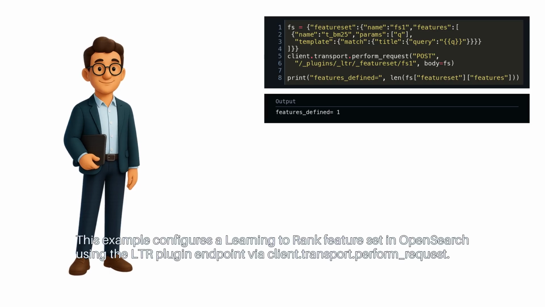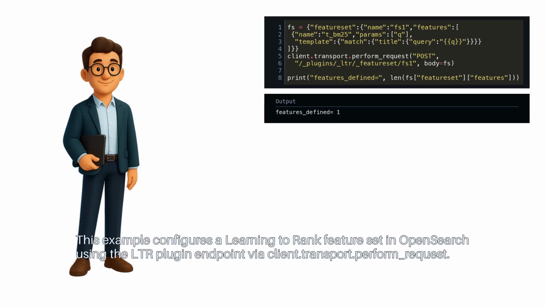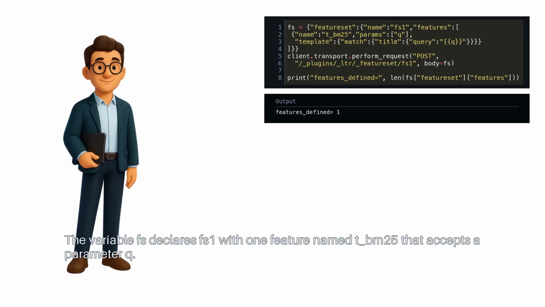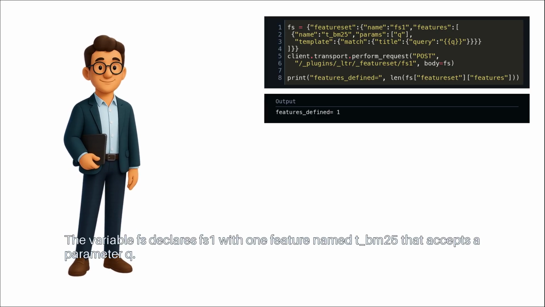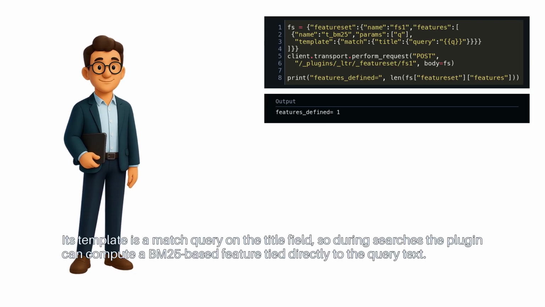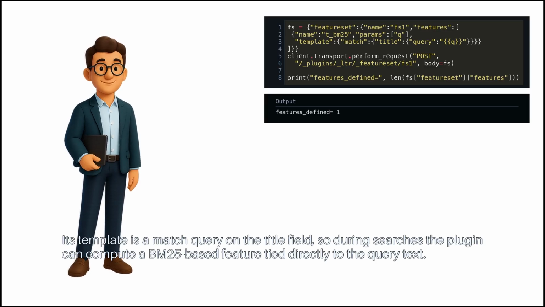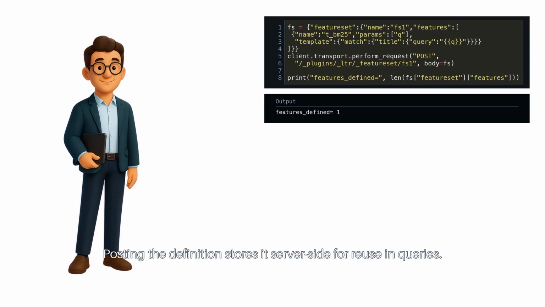This example configures a learning to rank feature set in OpenSearch using the LTR plugin endpoint via client.transport.perform_request. The variable fs declares fs1 with one feature named BM25 that accepts a parameter q. Its template is a match query on the title field. So during searches, the plugin can compute a BM25-based feature tied directly to the query text. Posting the definition stores it server-side for reuse in queries.